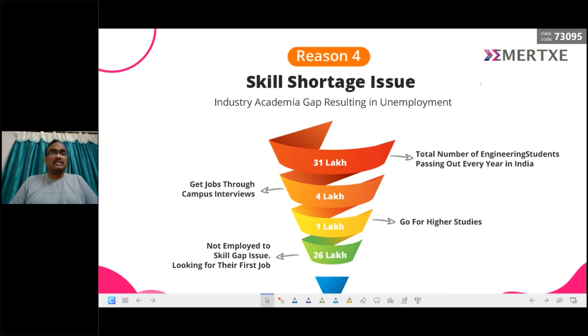And you can see the number of engineers getting recruited, and the number of students going for higher studies, which means roughly about 26 lakhs. That's the number. I think I got confused. So 26 lakhs of students are available every year to be skilled. They are looking for a job. So it's a huge challenge here due to the industry academia gap.